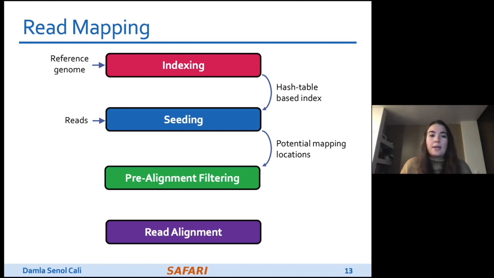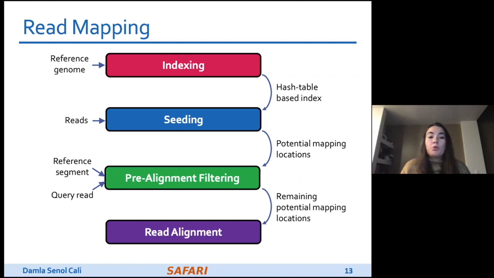And in the third step, pre-alignment filtering, we use filtering heuristics to examine the similarity between every read and its potential matching segment on the reference genome that are identified in the second step. And here, the goal is to eliminate most of the dissimilar sequences to decrease the number of required alignments, which is the next step. So here, we provide the remaining potential mapping locations after we apply the filtering heuristics.